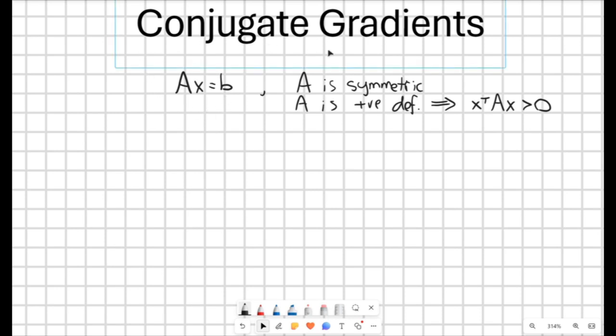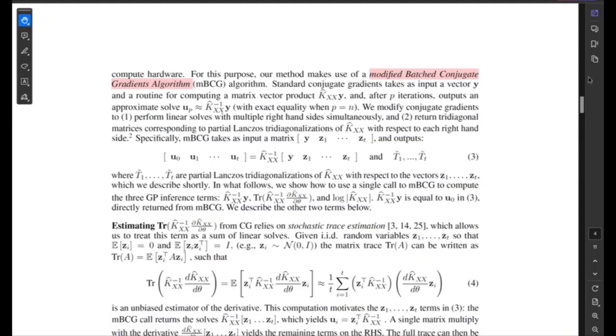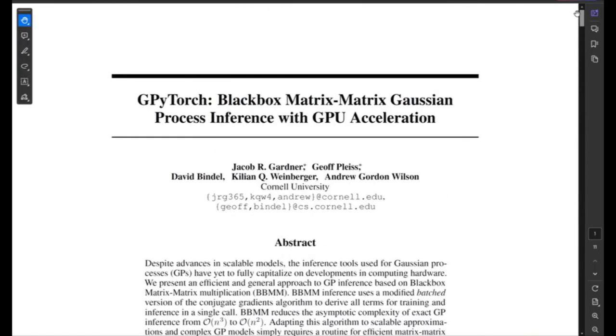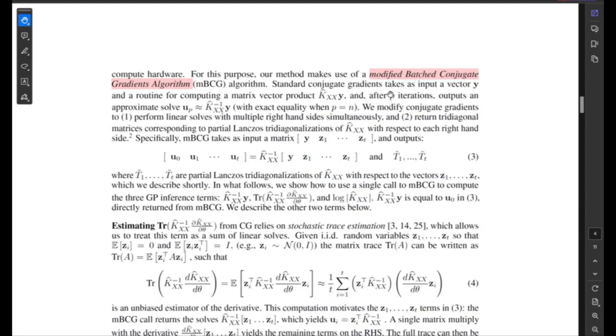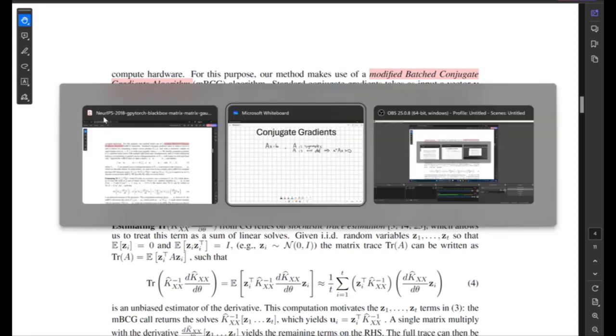We're going to do it with something called conjugate gradients, which is an old approach but a good one, and is still used in machine learning approaches today. So for example, if we look at this relatively recent paper on GPyTorch, that's a PyTorch implementation of a Gaussian process. At the heart of it is a modified version of the conjugate gradients algorithm, so it's still very relevant to machine learning today.